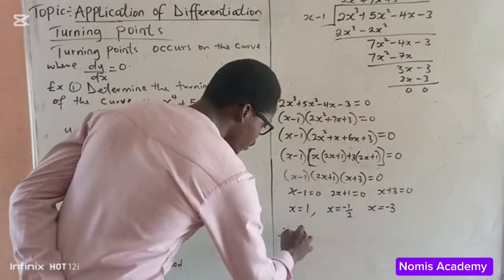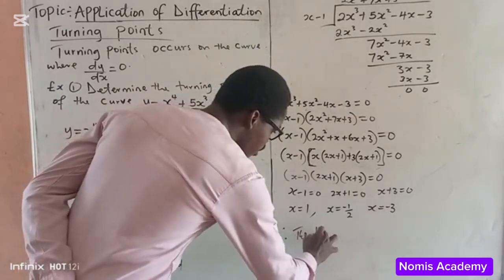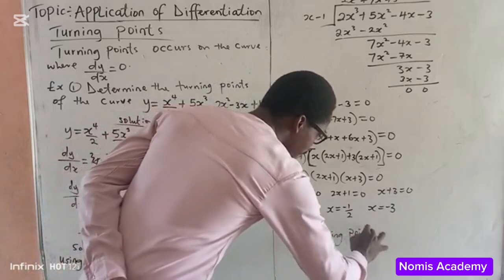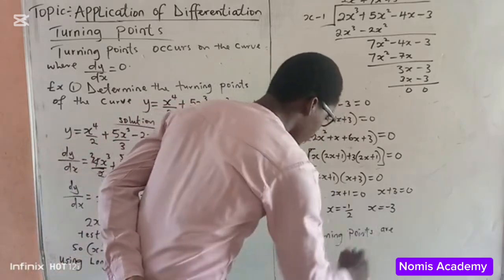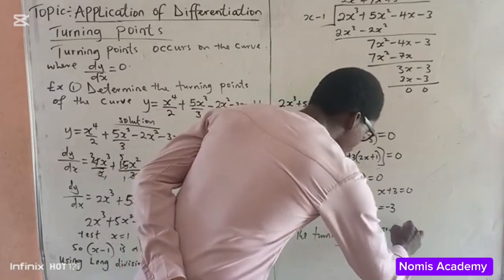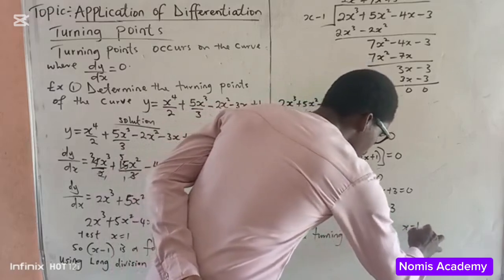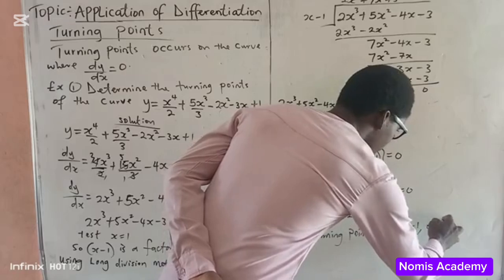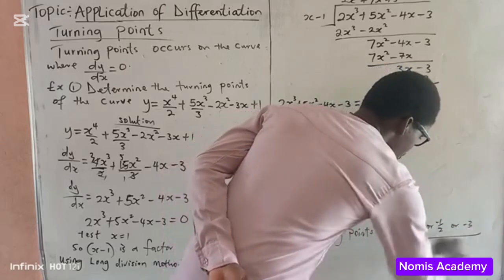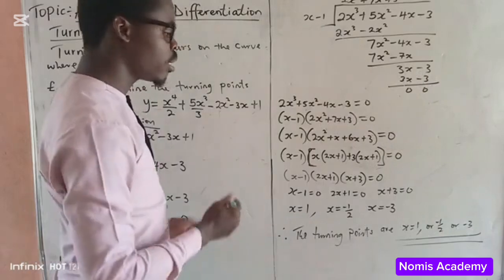Right, therefore, the turning points are x equal to 1 or minus 1/2 or minus 3. So these are the turning points.